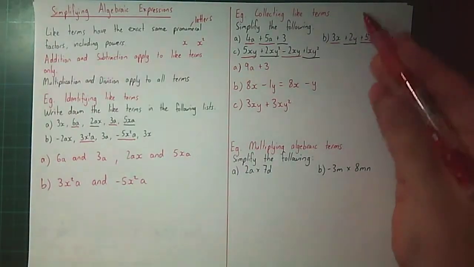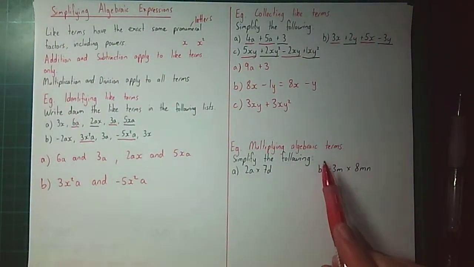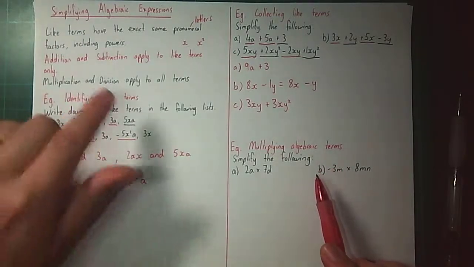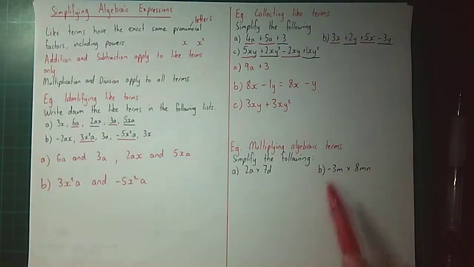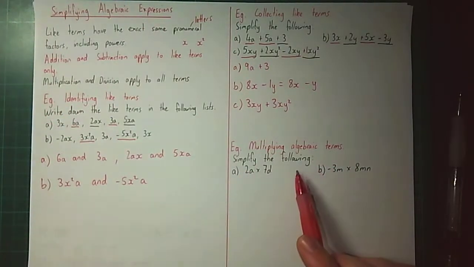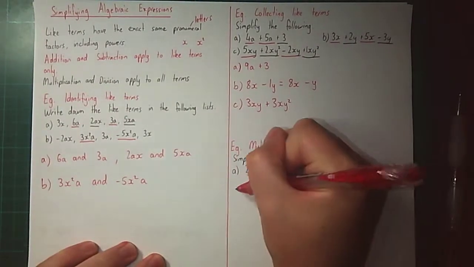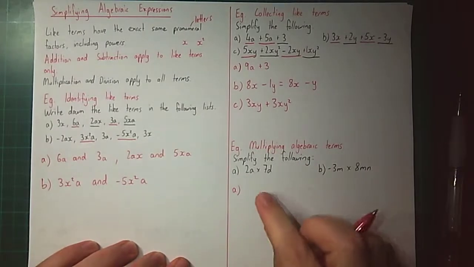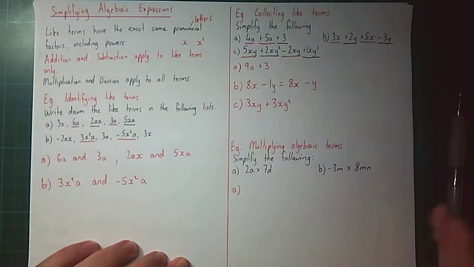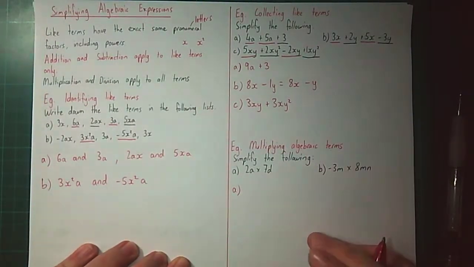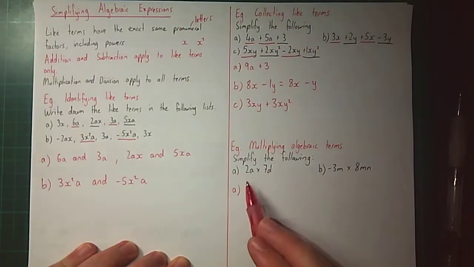Okay. Next example, we've got multiplying algebraic terms. So when we're multiplying, it applies to all terms. So first of all, it says simplifying the following. For A, we've got 2a times 7d. Well, because we're multiplying and it applies to all terms, we don't have to worry about like terms in this situation. First of all, let's multiply the numbers.